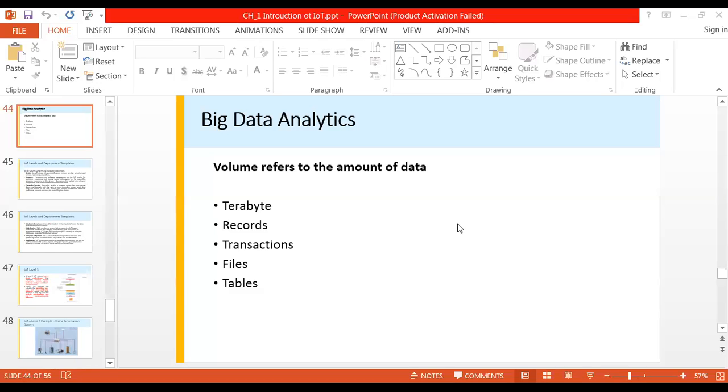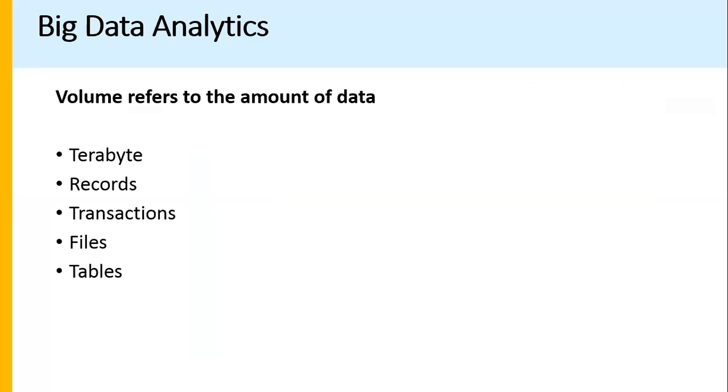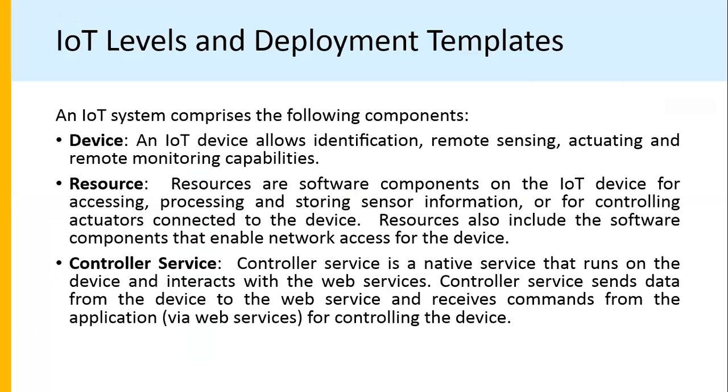Now we'll turn to IoT labels and deployment templates. An IoT system includes the following components.